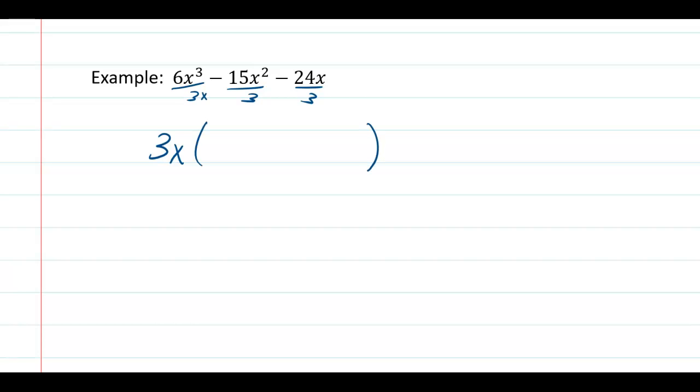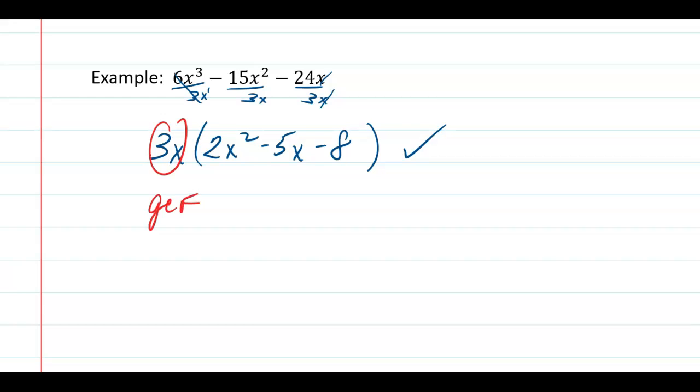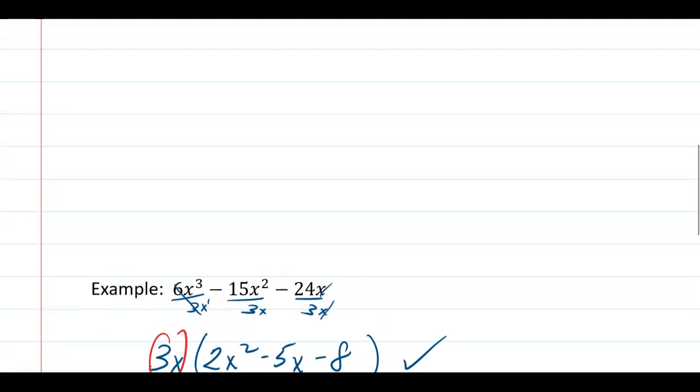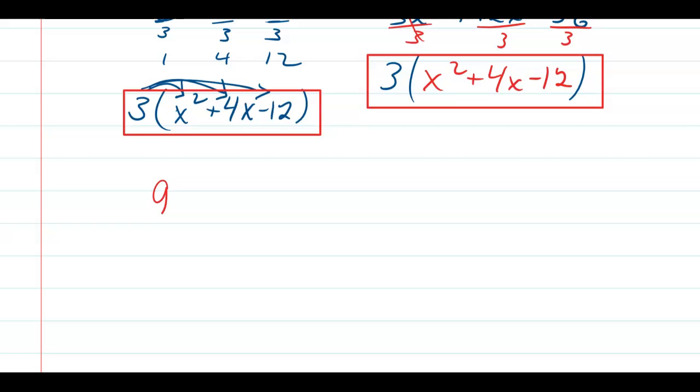And when we divide each of these terms by 3x, we'll see that 6 over 3 is a 2, and x cubed over x to the first is x squared. And then 15 over 3 is 5, and x squared over x is x. And then 24x divided by 3x is 8. And this one is factored. So again, this is the GCF here. And this is an example of a GCF that is a monomial, a number multiplying a variable, whereas in the earlier example, our GCF was just the number 3.